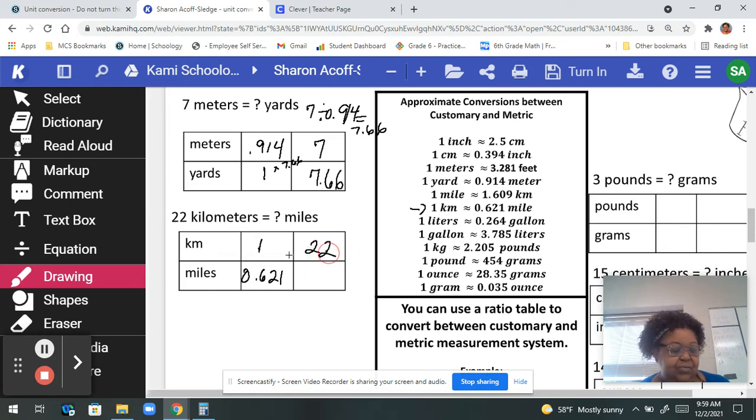1 times 22 is 22. And I go in my calculator and I multiply 0.621 times 22. So times 22, I'm just going to put that there as a reminder. And you'll come up with 13.66 miles. So there are 13 and 66 hundredths miles in 22 kilometers.